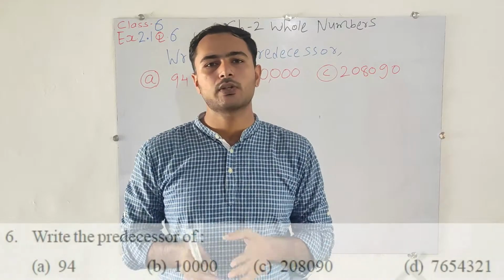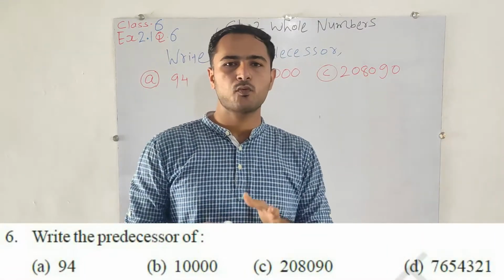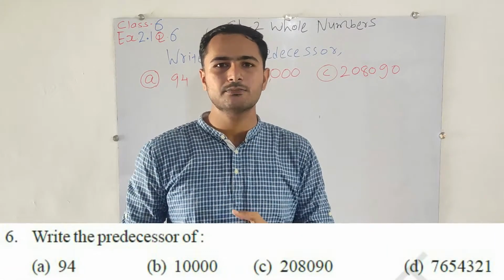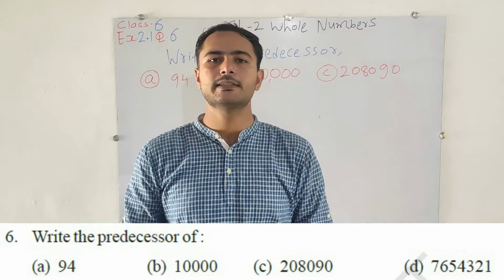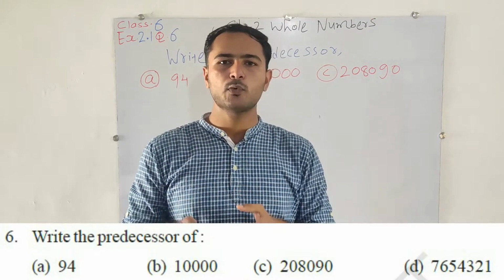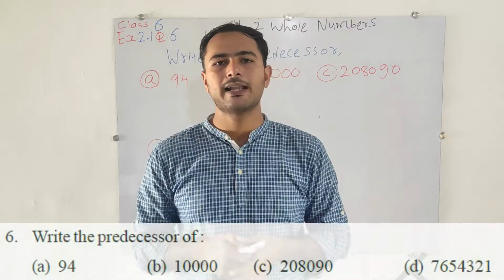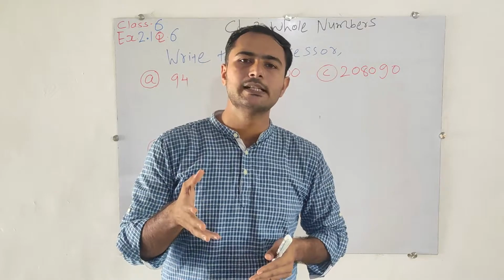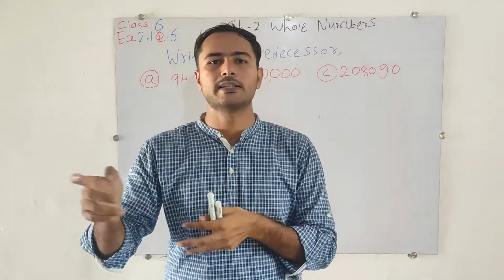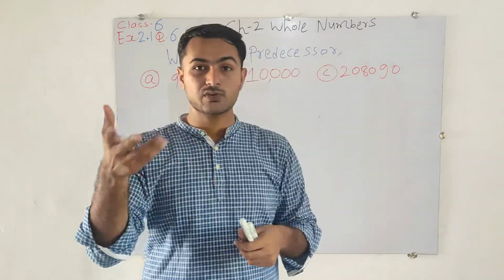Now the question number 6. In question number 5, we found the successor for different numbers, but here the process is different. In the predecessor, as we have learned, we subtract 1. Like if I have to find the predecessor of number 5, that is 4: 5 minus 1 is 4.